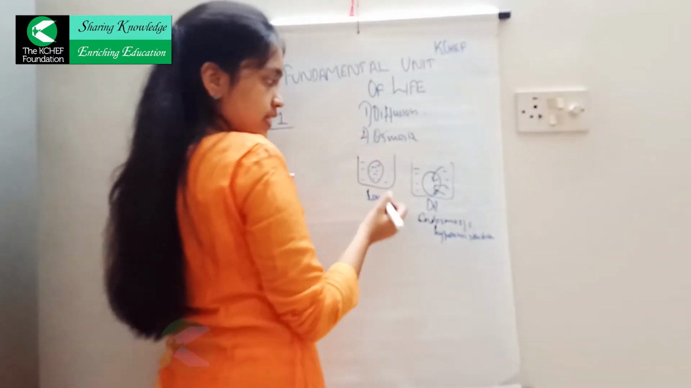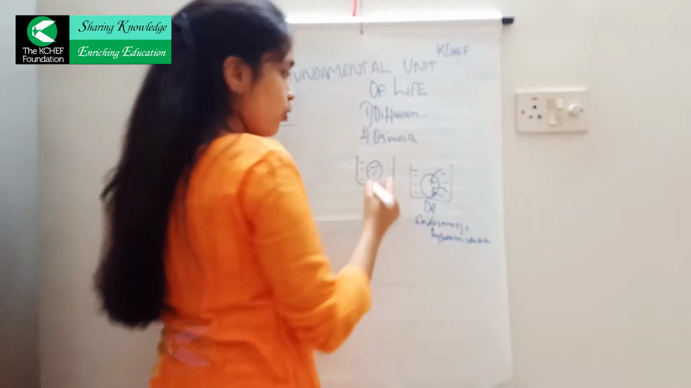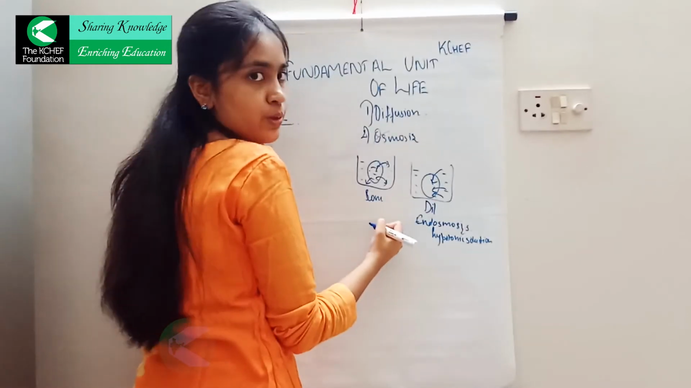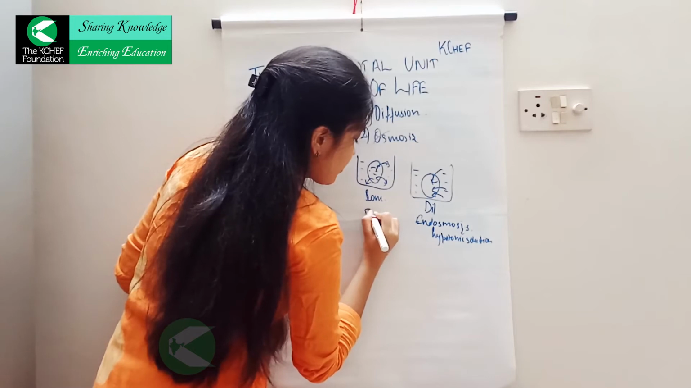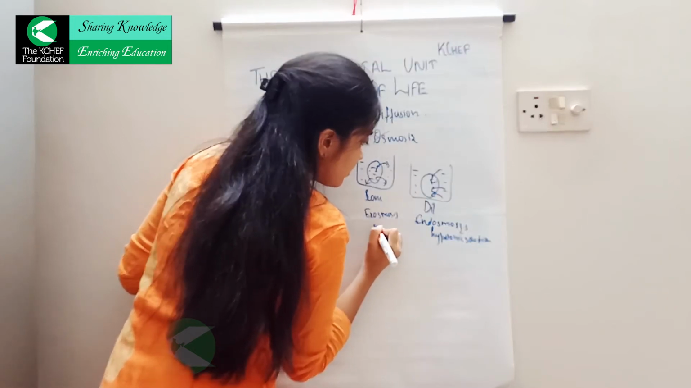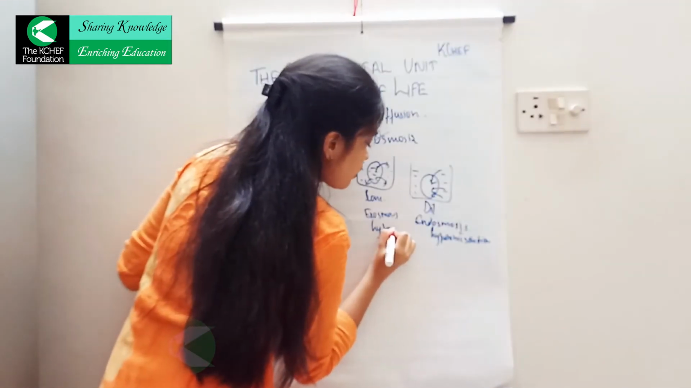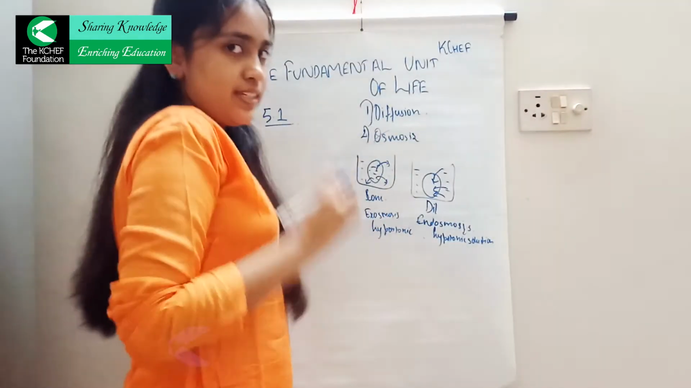In such a case, the net movement of water molecules will be from inside the cell to outside of the cell. Such movement of water molecules is called exosmosis, and such a solution is called a hypertonic solution. In this case, a cell shrinks.